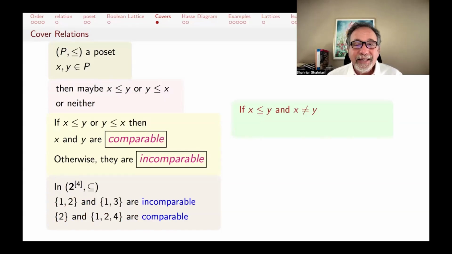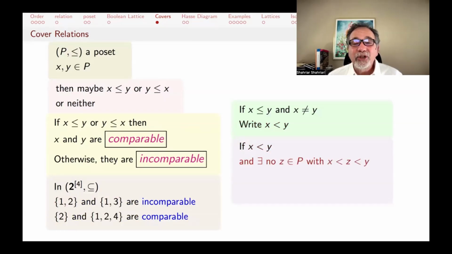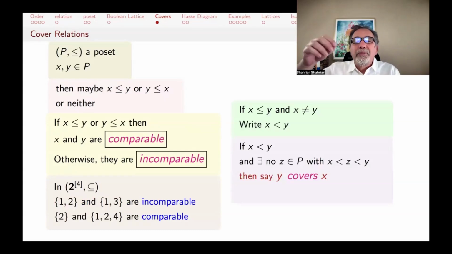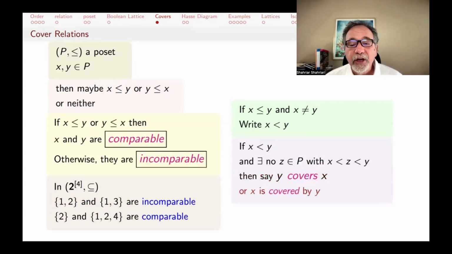Now, if X is less than or equal to Y, but they're not equal, then we write it as X less than Y. And if X is less than Y, and there's no Z between those, so there's no Z that's bigger than X and less than Y, then we say that Y covers X. Y is immediately above X. Y covers X, or X is covered by Y.